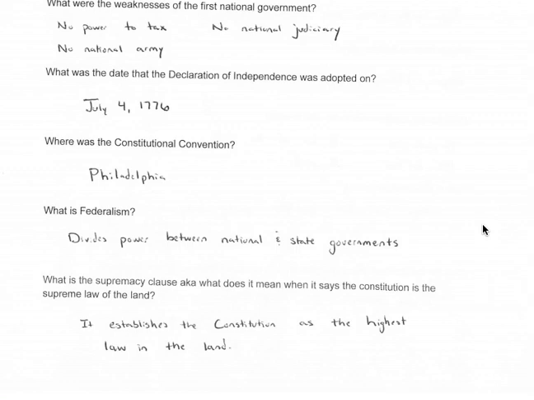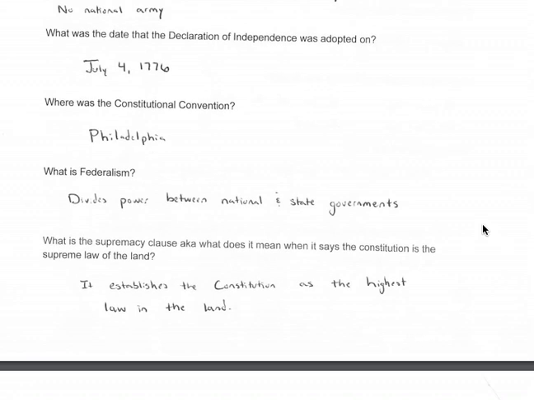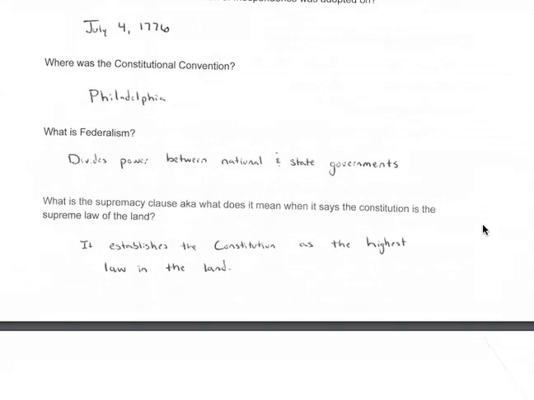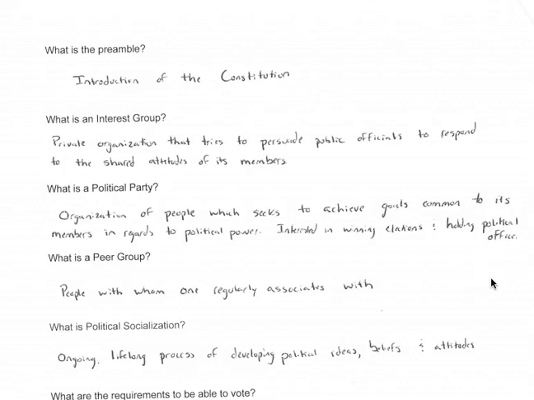The idea of federalism is that it divides power between national and state governments. The Supremacy Clause establishes the Constitution as the highest law in the land, the most important law in the land. The Preamble is your introduction to the United States Constitution.